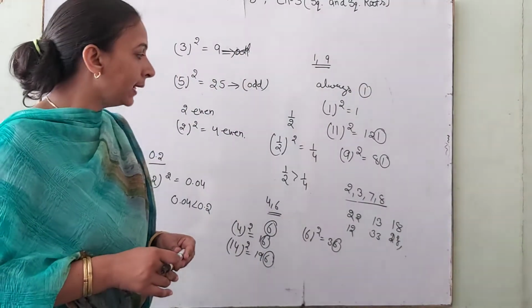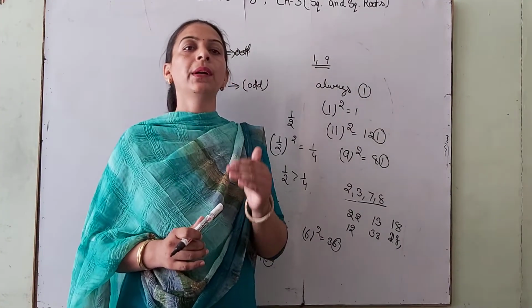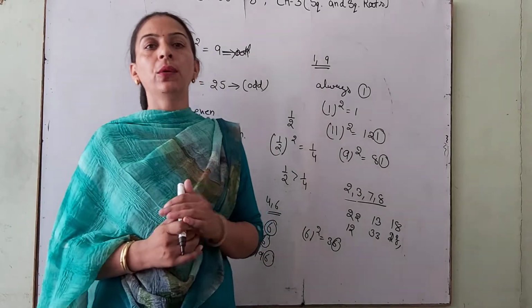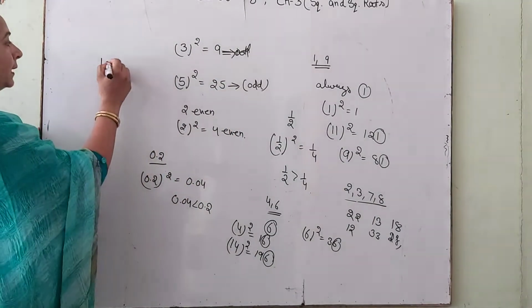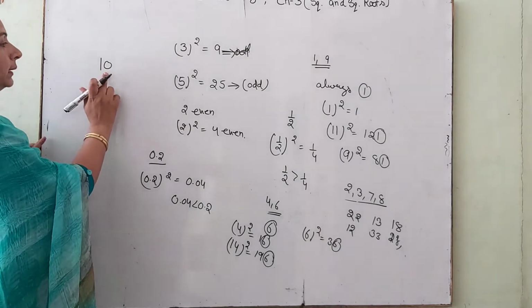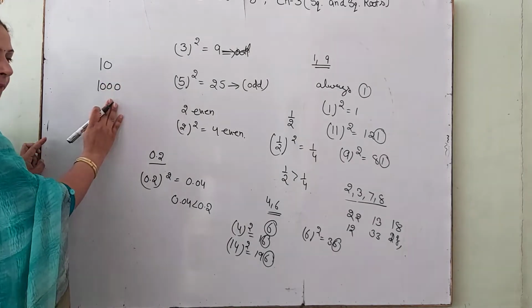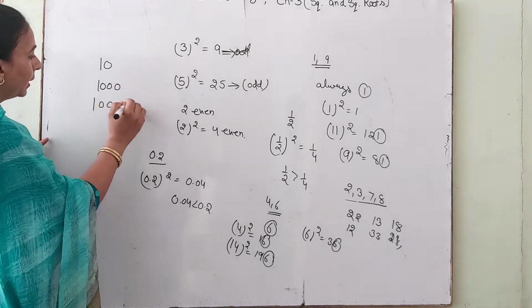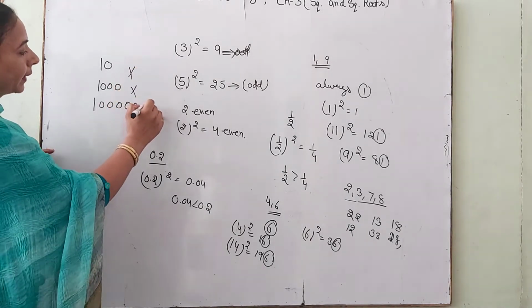And in the same way, any number ending with an odd number of zeros is not a perfect square. Odd number of zeros means 1 zero, since 1 is odd, then it is not a perfect square. 3 zeros, not a perfect square. 5 zeros, not a perfect square. These are not perfect squares.